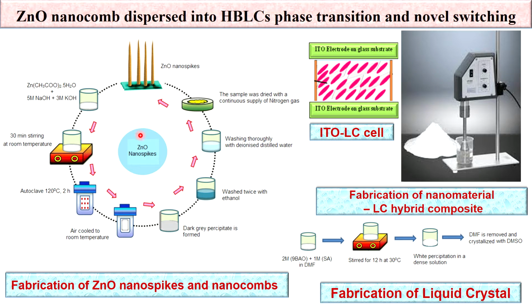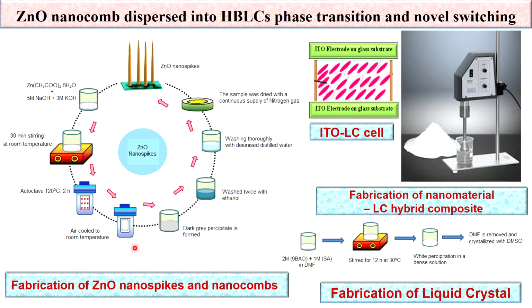This shows the various steps involved in the fabrication of the zinc oxide nanofoam. Here, zinc acetate dihydrate is mixed with an alkaline medium like sodium hydroxide and 3 molar potassium hydroxide. It is continuously stirred for 30 minutes. Then a milky solution is produced, which is then moved into an autoclave maintained at a temperature of 120 degrees centigrade for 2 hours.